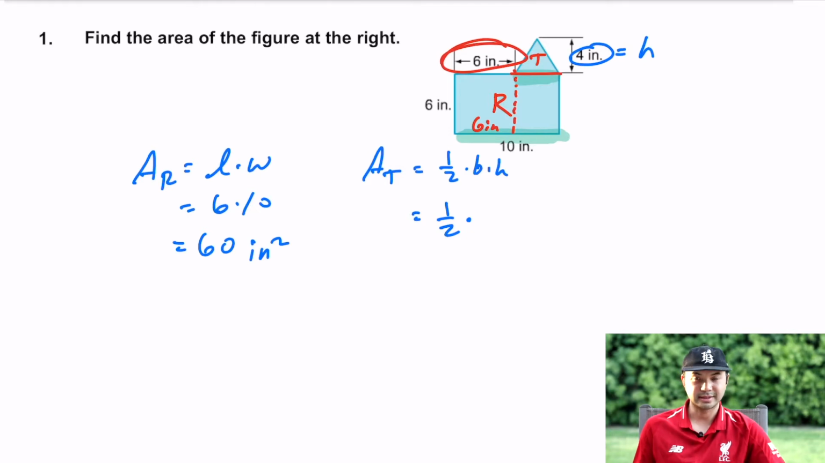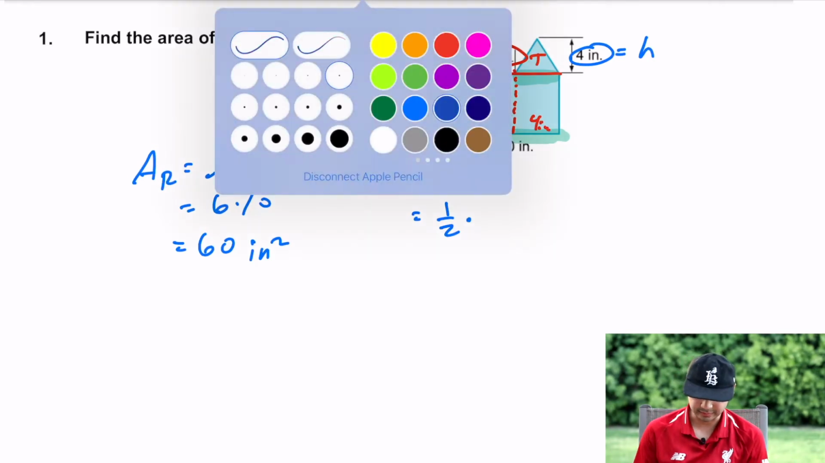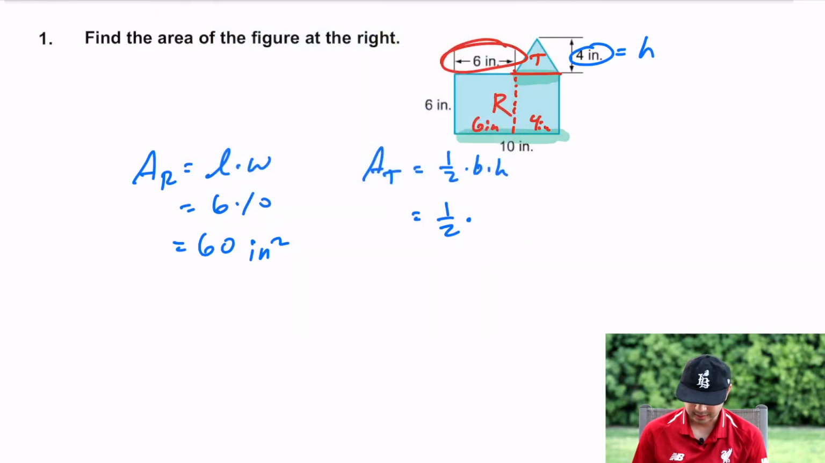If that's 6 inches, and this whole thing is 10 inches, then what is this missing length? If you said 4, then yes, that's exactly correct. This should be 4, because 6 and 4 make 10. I'm going to fill that in. That's our base, which is 4, and our height is also 4. Then you just multiply that out. 1/2 of 4 is 2, times 4, and that's 8 inches squared.